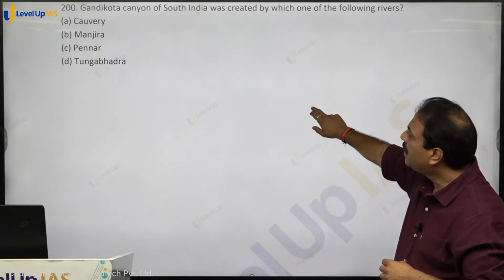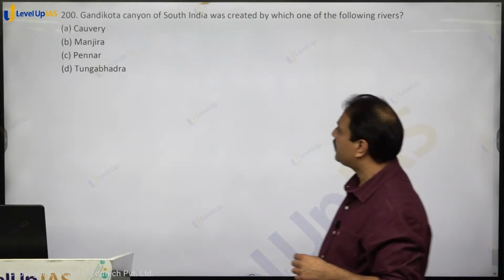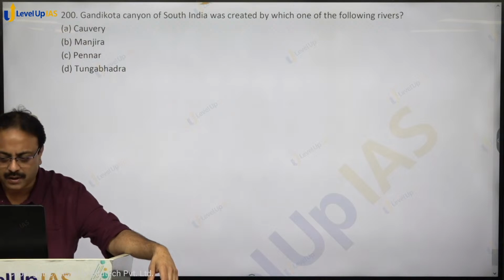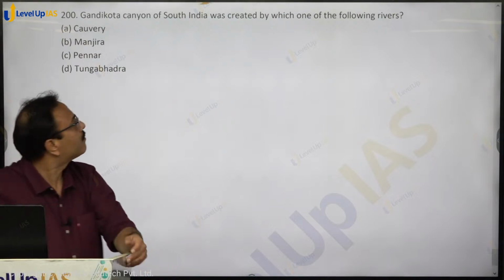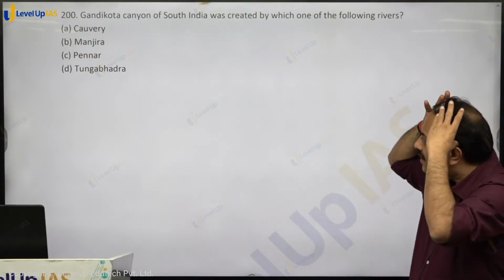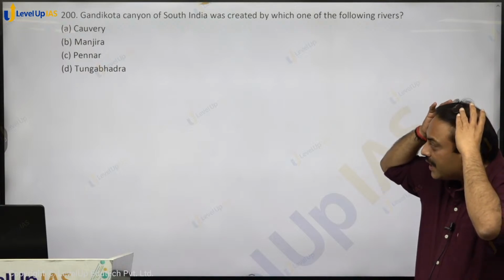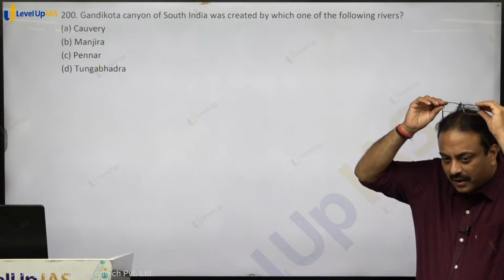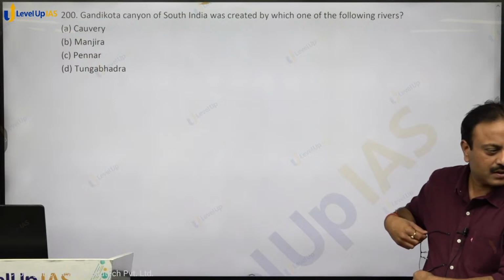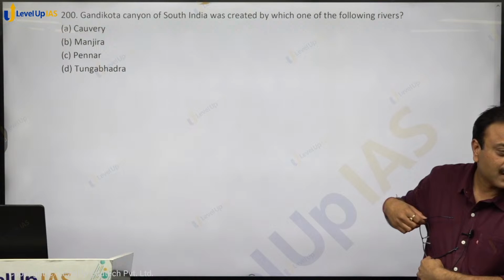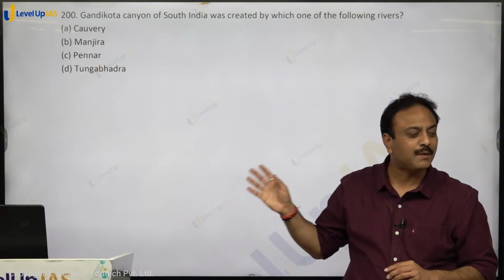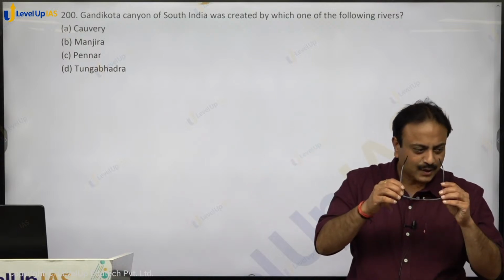And the last question, Gandikota Canyon of South India was created by which one of the following rivers? It was created by the Penna river, yes or no? Not sure, but it seems so. It is Penna only. From where was the question framed? Basically, it is given in the Tamil Nadu State Board Geography book, right? So the questioner must have taken it from there.